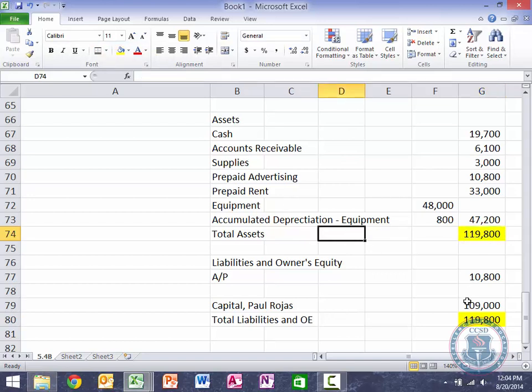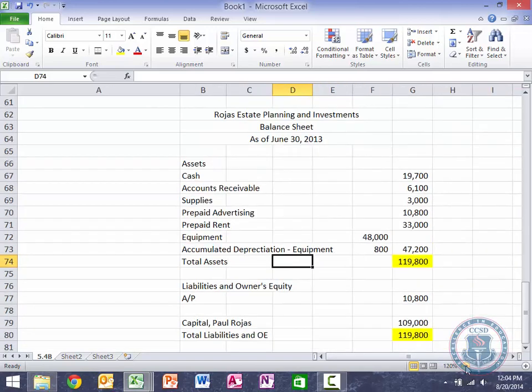And I'll zoom out a little bit so we can see that. So what was the formula for Paul Rojas? You tell me what the formula is. No. We didn't even have to calculate anything. I just said equals where we got it from. Where did we get that number from? Where did we get it from, Ashley? Starts with the S. In the statement of owner's equity. Thank you.